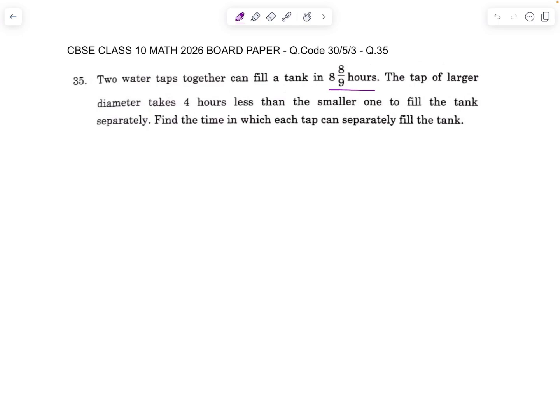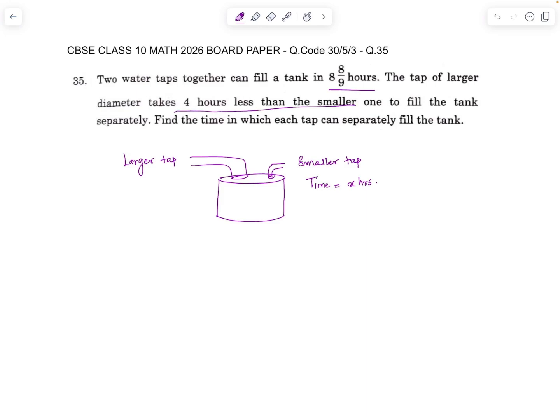According to the question, the work to be done is filling a tank. For filling this tank, there are two taps. One is a larger tap and the other one is a smaller tap. Let's assume that the smaller tap takes x hours to fill separately, and by the question, the tap of larger diameter takes 4 hours less than the smaller one. So the time taken by the larger tap to fill separately is x minus 4 hours.